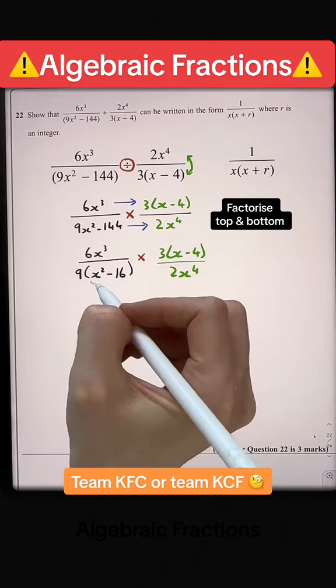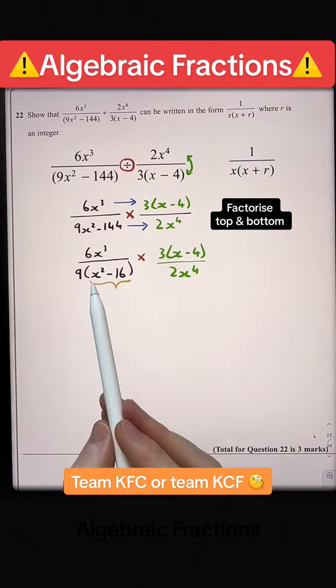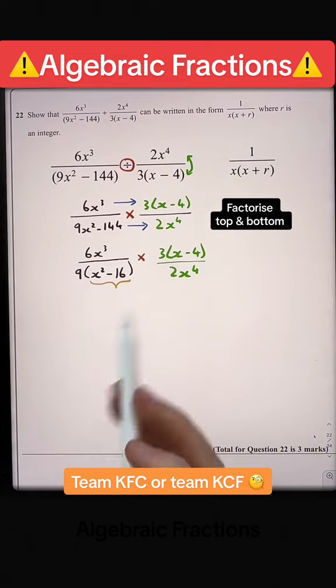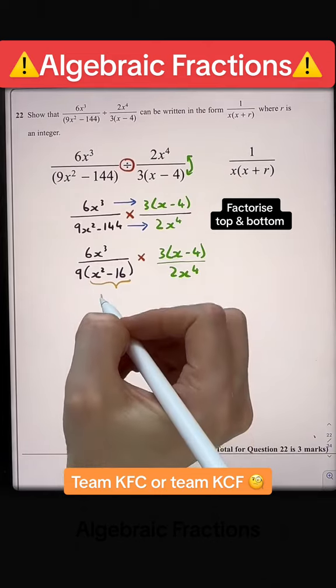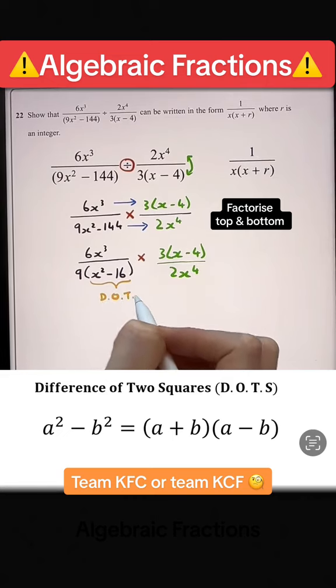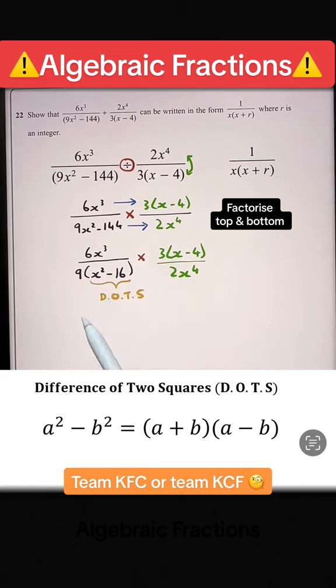I should notice that on the bottom of my first fraction, that can be simplified further, as on the inside here, I've got what we call DOTS, i.e. difference of two squares. It's where we have a square term, minus another square term. Therefore, I can factorise that further.